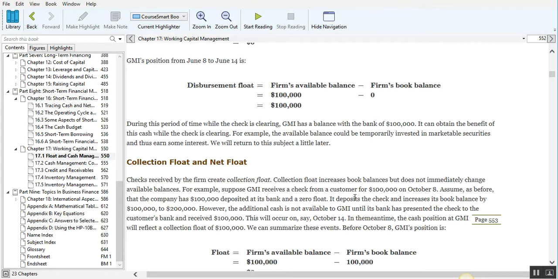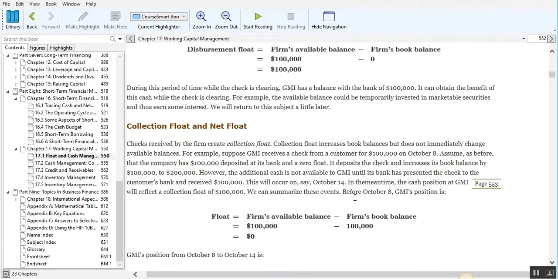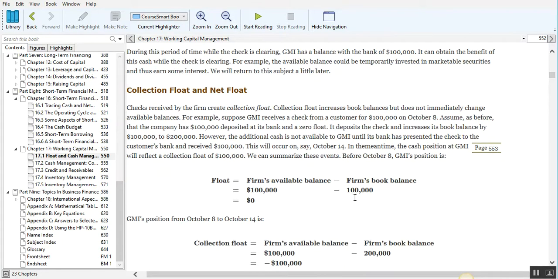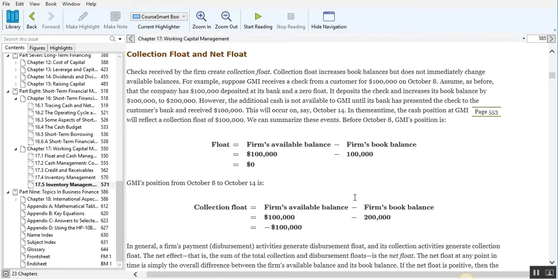Now, there's a little bit of a benefit in that, but that would be simply that these cash funds can be temporarily invested in some other security and earn a little bit of interest. So you can calculate the float that way, but you can also calculate a different kind of float, which would be a collection float.